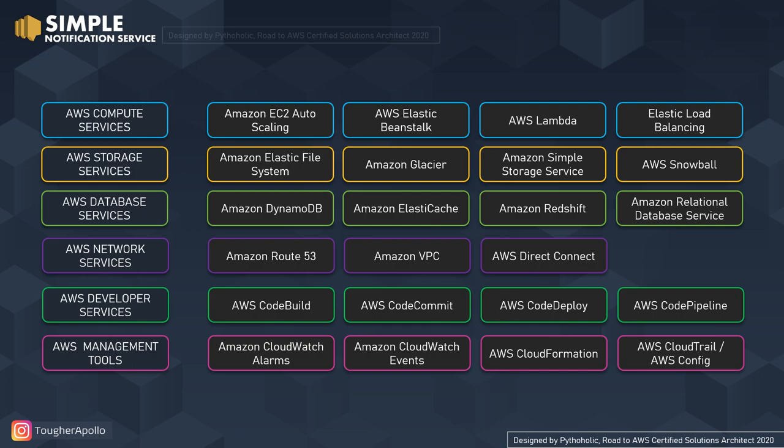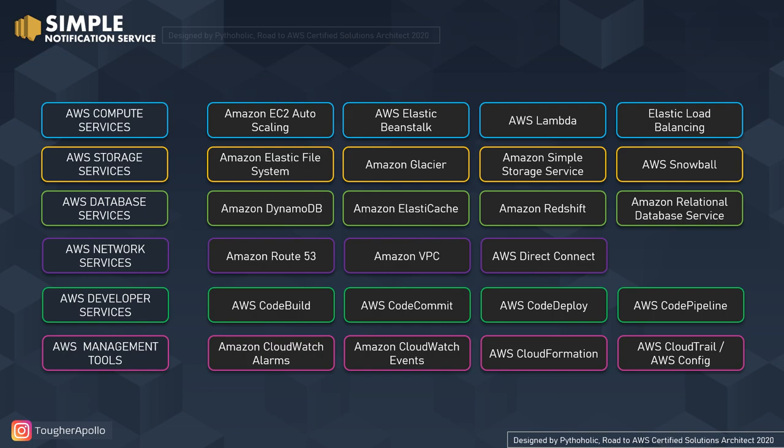we also have services for networking. So it can be Amazon Route 53 or Amazon VPC or Direct Connect. And we have developer tools also that can act as a publisher. So we have AWS CodeBuild, CodeCommit, CodeDeploy, CodePipeline. And last but not the least, we have our management tools as well. So just like Amazon CloudWatch Alarms, CloudWatch Events, AWS CloudFormation, CloudTrail, and AWS Config.